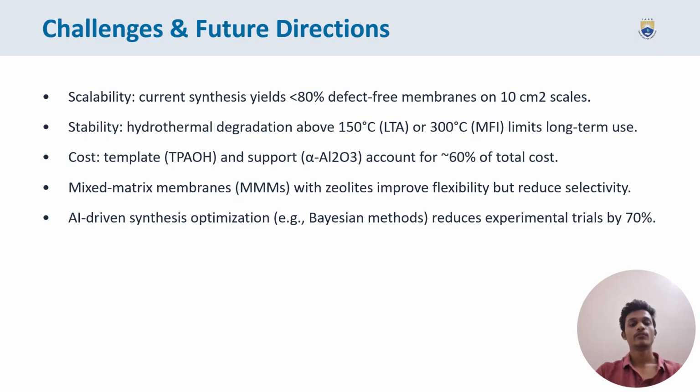Challenges and future directions. Scalability: current synthesis yields 80% defect free membranes on 10 centimeter squared scales. Stability is hydrothermal above 150 or 300 degrees Celsius. Cost: cost of template and support account for 60% of total cost. Mixed matrix membranes with zeolites improve flexibility.